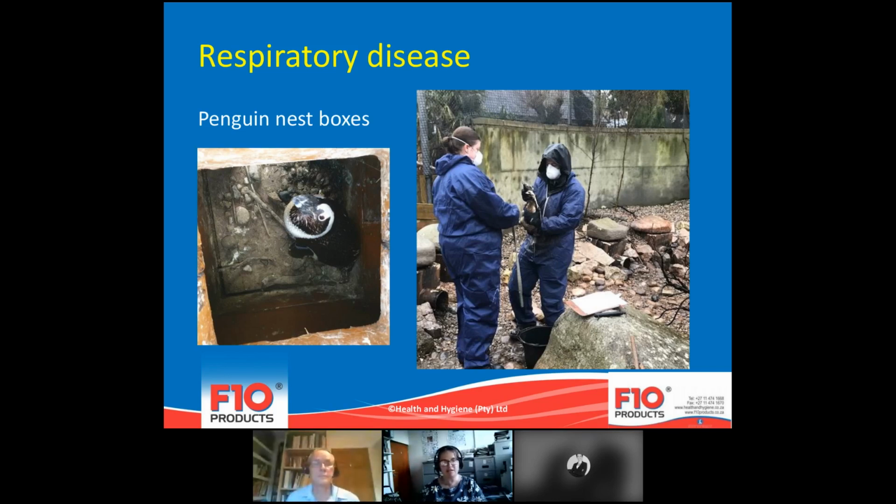We're very lucky here at Bristol, touch wood, that we don't really have a problem at all with aspergillosis in our penguins, but many zoos do. And again, obviously, disinfecting the nest boxes with F10 would be a useful thing to do for that as well.